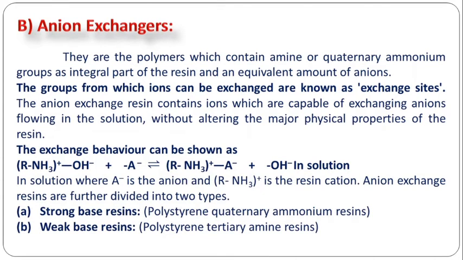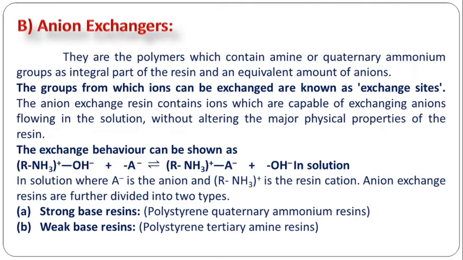In the solution, A minus is the anion, while R N H3 is the ammonium group, the resin cation. So anion exchange resins are further classified into two types. So again this anion exchange is also classified into two types.